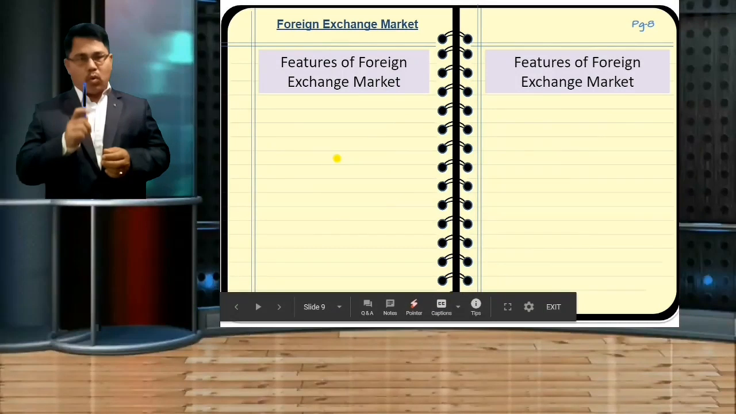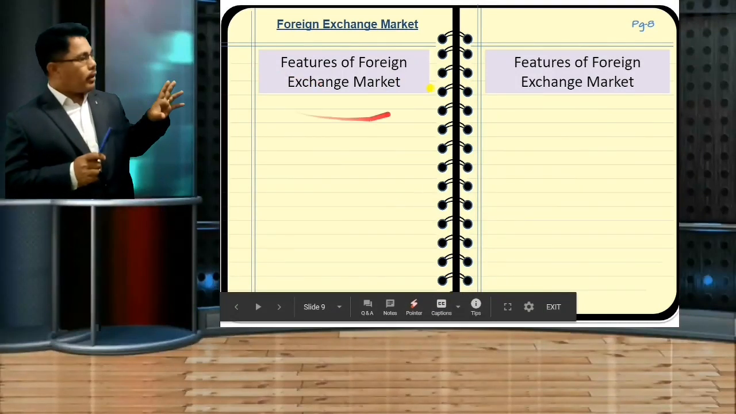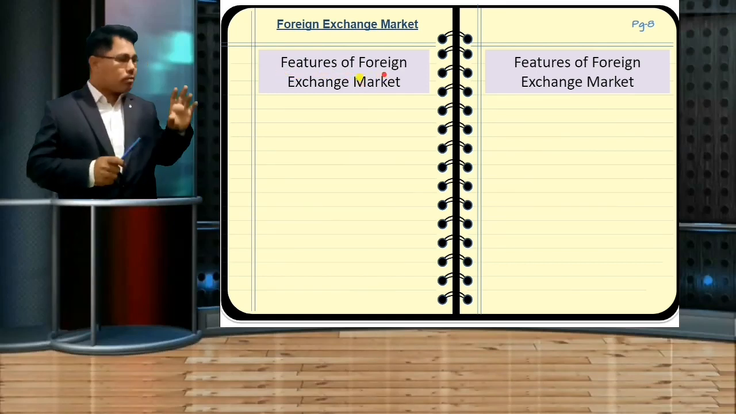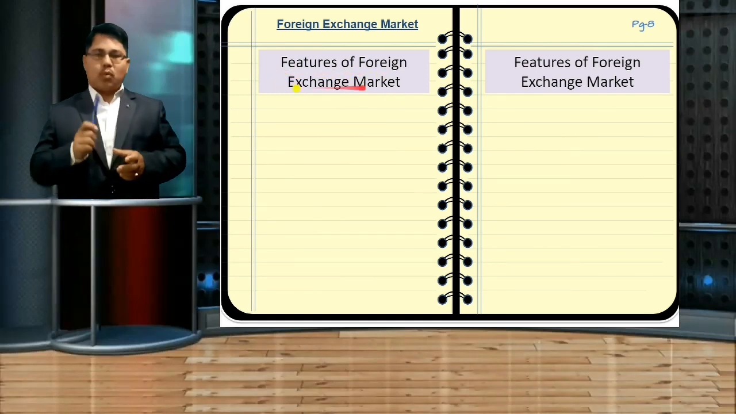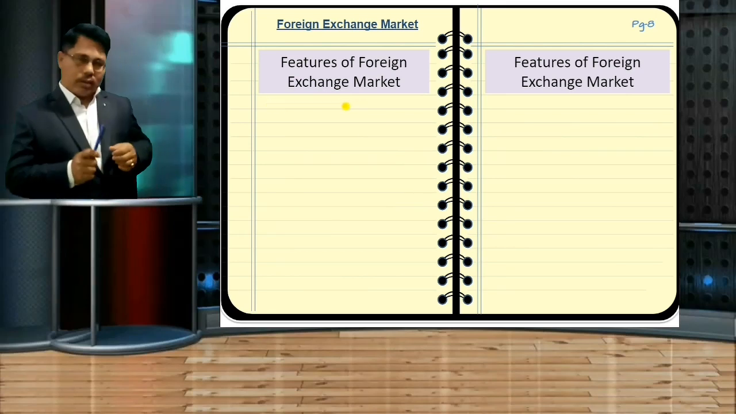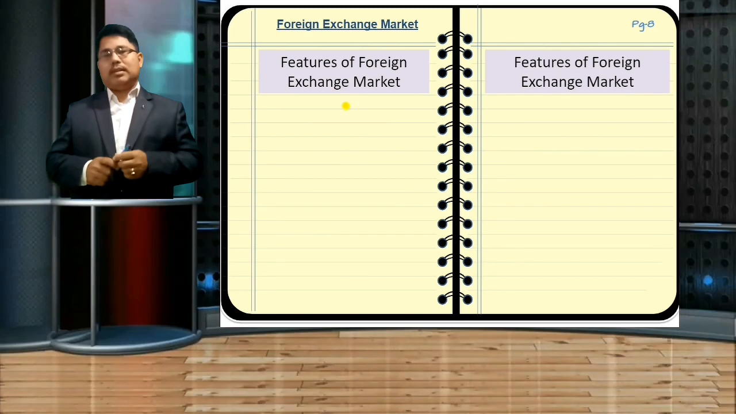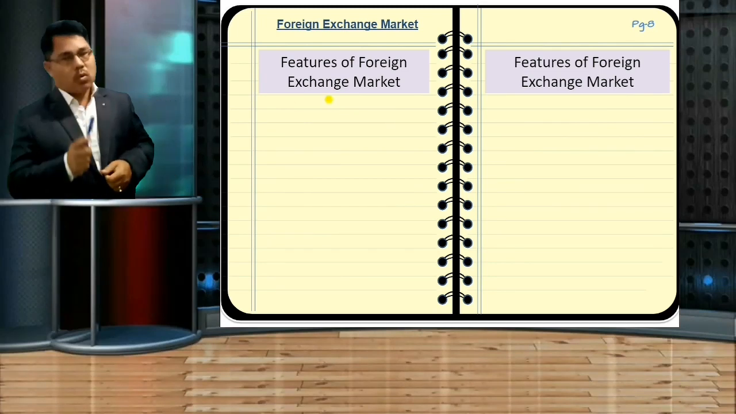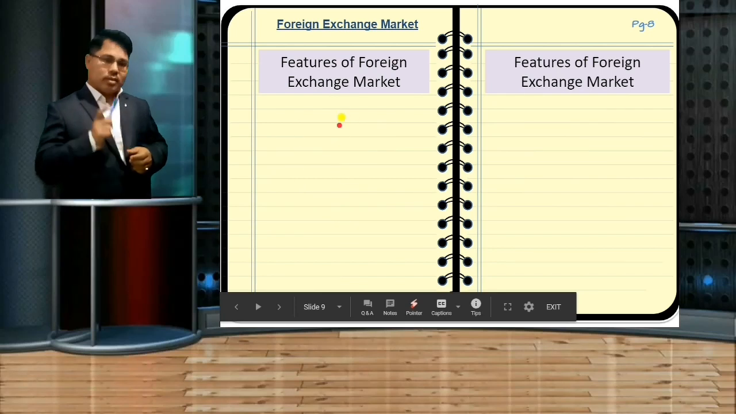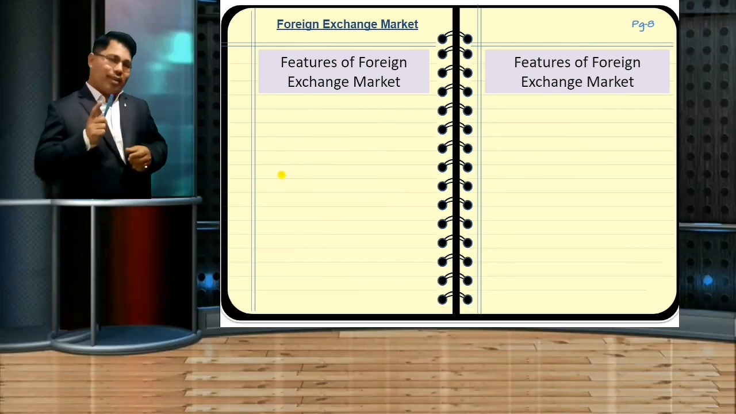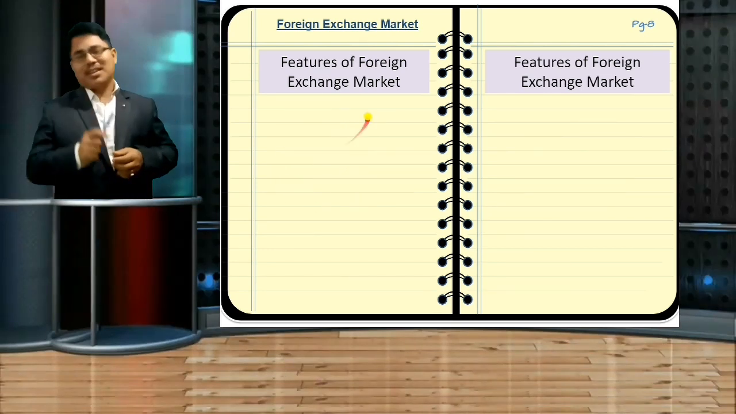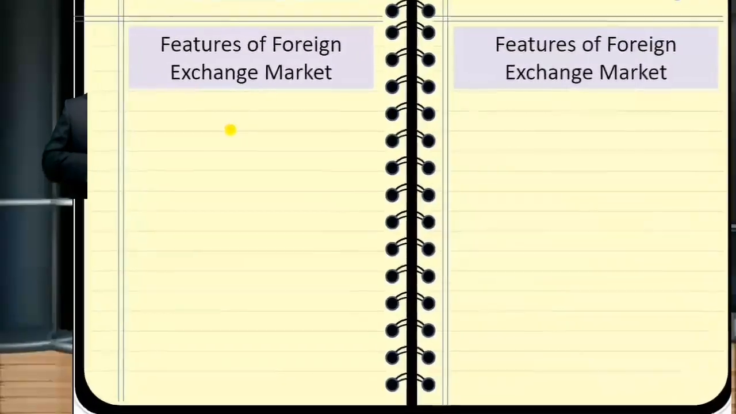Another important point to learn here is the features of the foreign exchange market. We have to identify the main role of the foreign exchange market in the international economy. Basically, we have identified there are mainly 6 features which are very common features of foreign exchange markets.